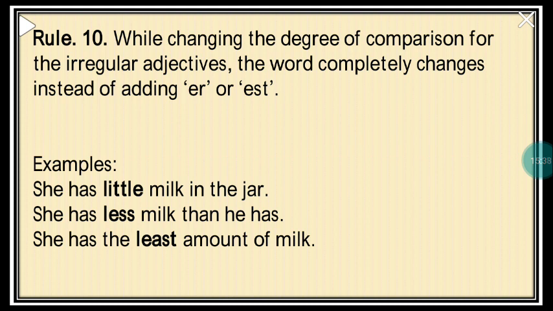Now let us look at a few more examples. This house is bigger than that one. Whenever you notice the word than, that is the comparative degree. So how will you change that to positive? This house is not as big as that one. Next, this flower is more beautiful than that. That is the comparative degree. How will you change that to positive? This flower is not as beautiful as that.